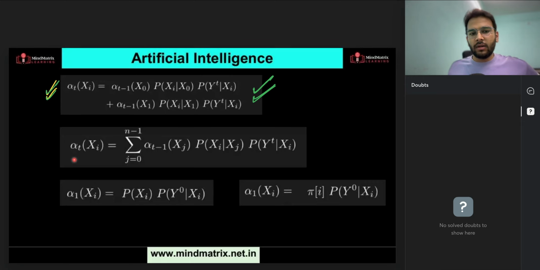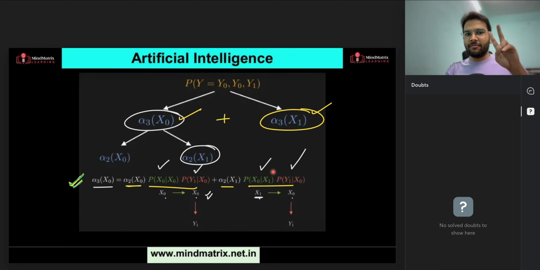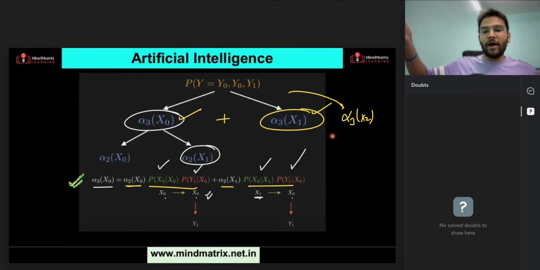Fine. Similarly, if I have multiple states, like in our example we had just two states, right? Raining or sunny. But if we have many weather states, then in that case, what to do? If you have alpha 3 of x0, alpha 3 of x1, similarly you can have alpha 3 of x2 also in that case. Yes or no? If you have more states, then alpha 3 of x3, alpha 3 of x4. Yes or no?